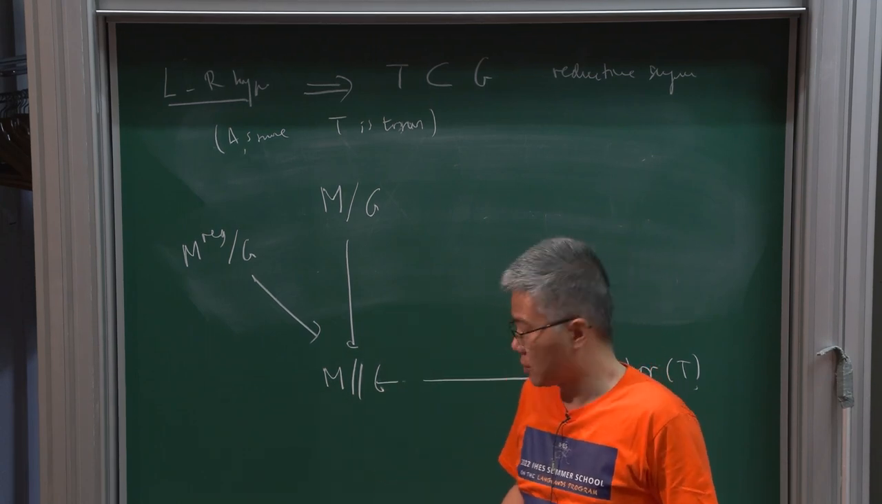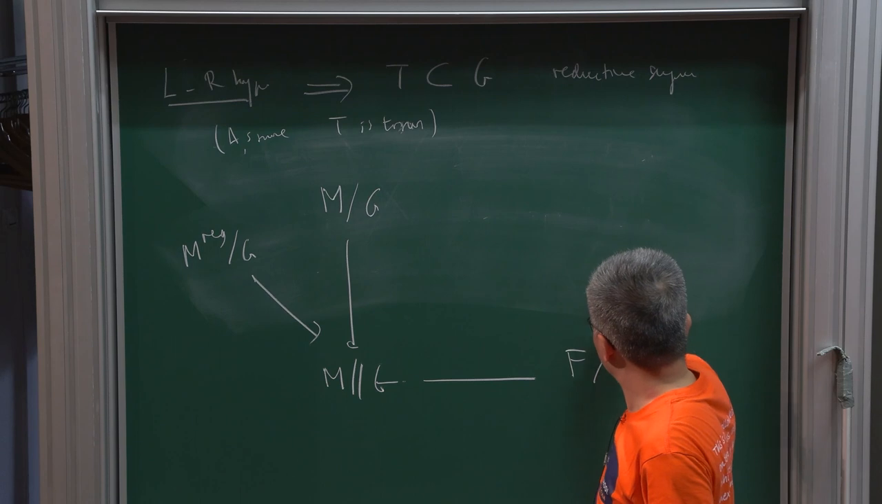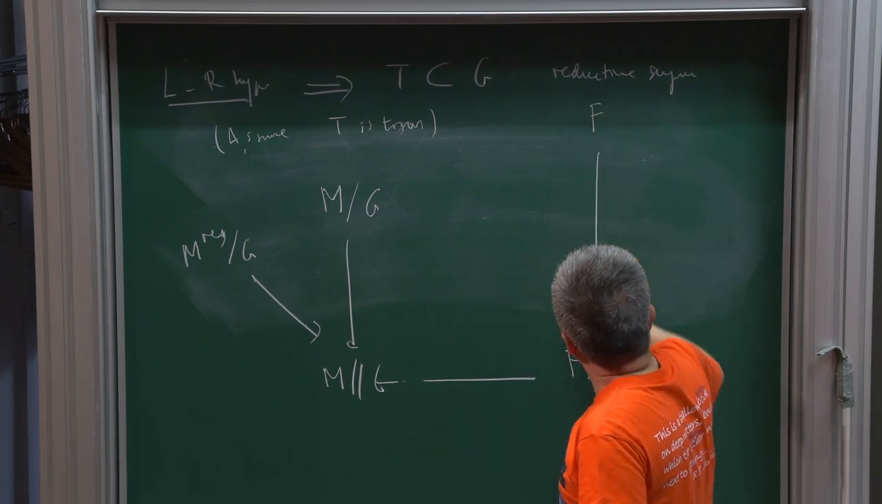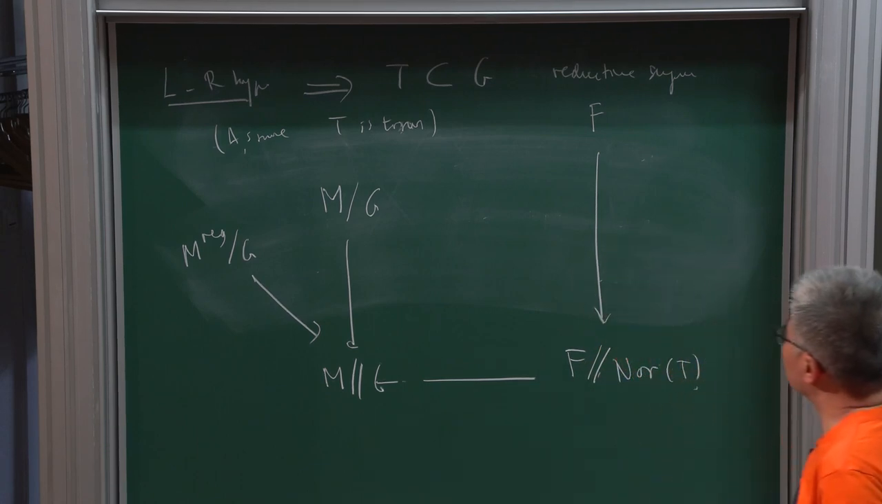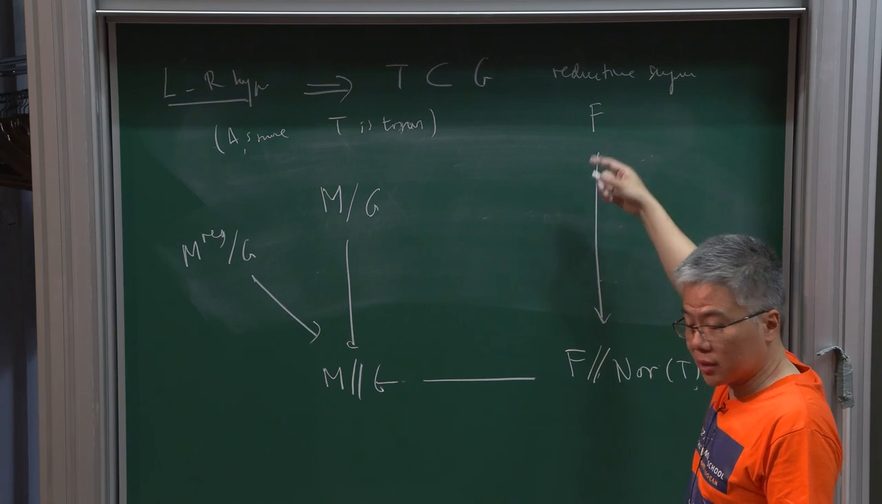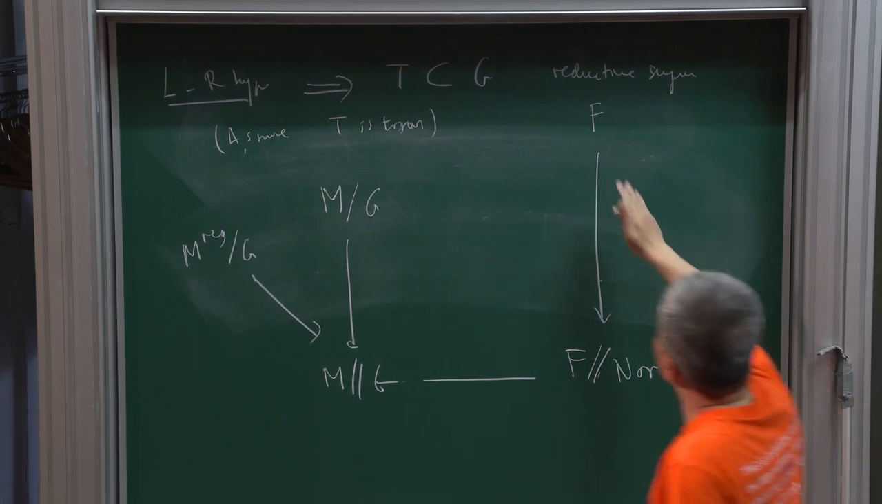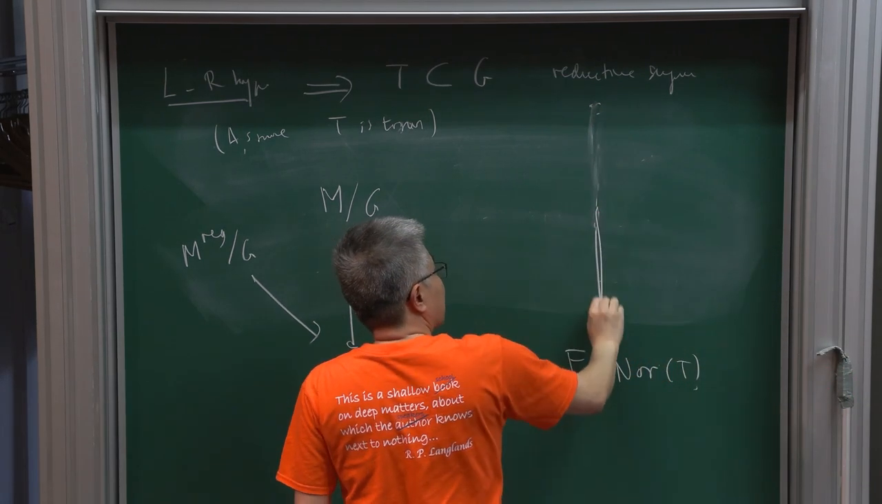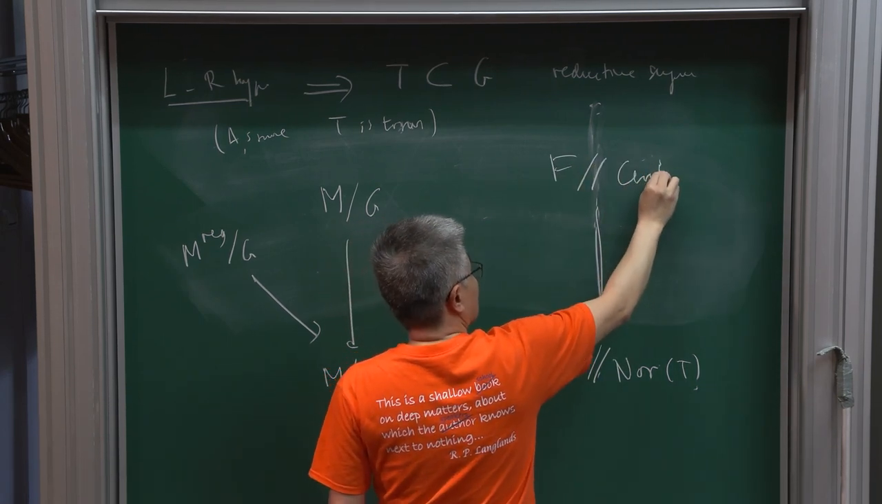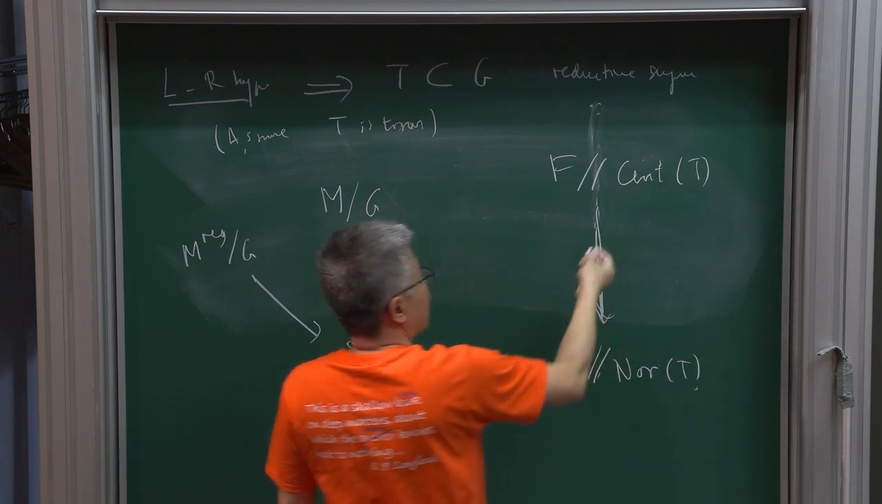So here, there's one problem. This thing is not finite because it has a centralizer, right? But of course, it becomes very simple: you can do the sphere divided by the centralizer. And this is a finite covering, right?